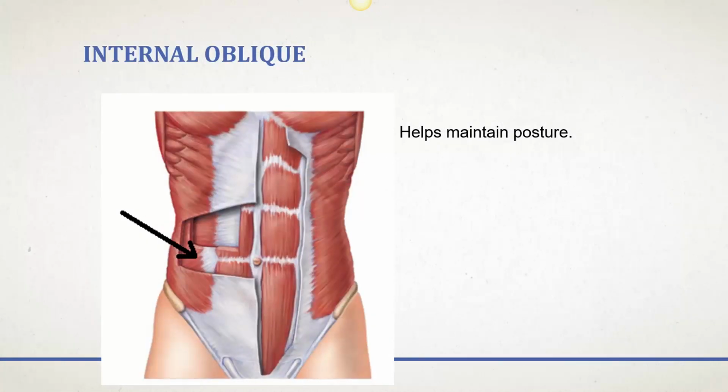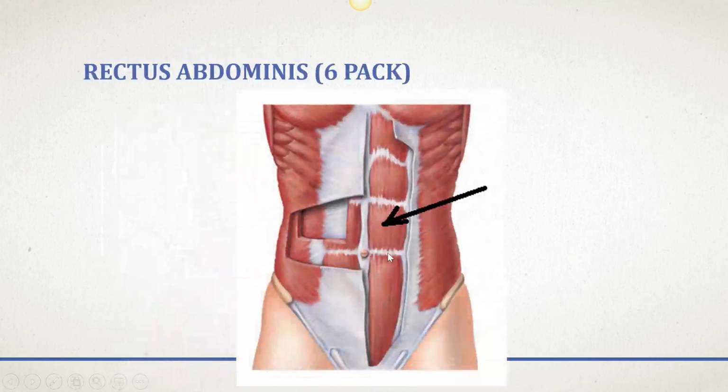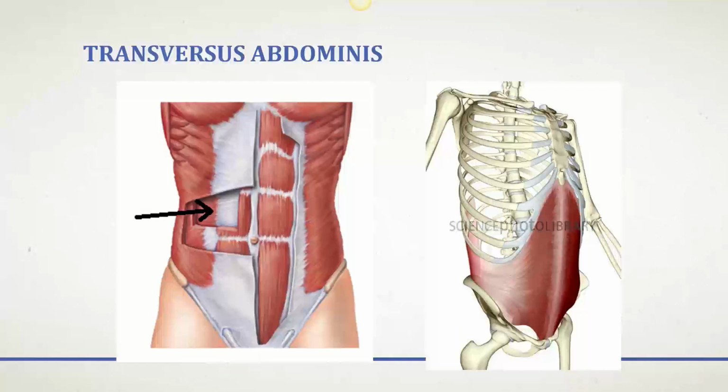In the middle layer, there's actually 2 separate muscles. The internal oblique is on the sides, and the rectus abdominis goes straight up and down the center of the abdomen. The rectus abdominis gives us that six-pack appearance that everybody has. Even if it's a little buried, we all have that rectus abdominis. And the innermost layer is the transversus abdominis. So that you can see pictured in here, and here you can see how it extends over the entire abdomen.